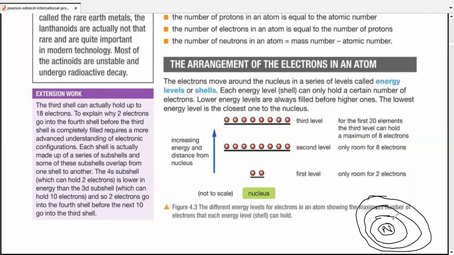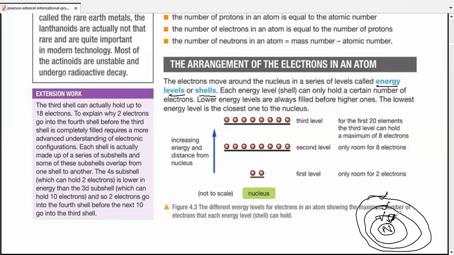Actually, they were very inspired by the solar system, and they used to think that atoms exist like solar systems do. And somewhat, they actually do. So these shells, which I'm calling shells or orbits, are considered energy levels or shells. Energy level is a much better term. Each energy level can hold a certain number of electrons. Lower energy levels are always filled before the higher ones, which means the ones that are closest to the nucleus.